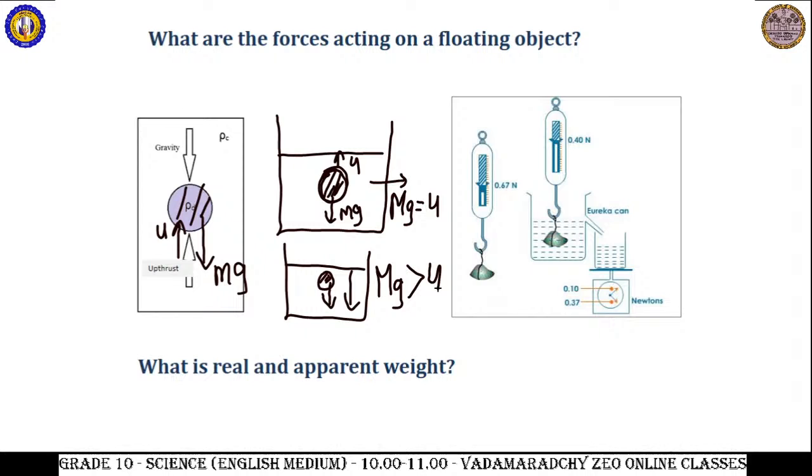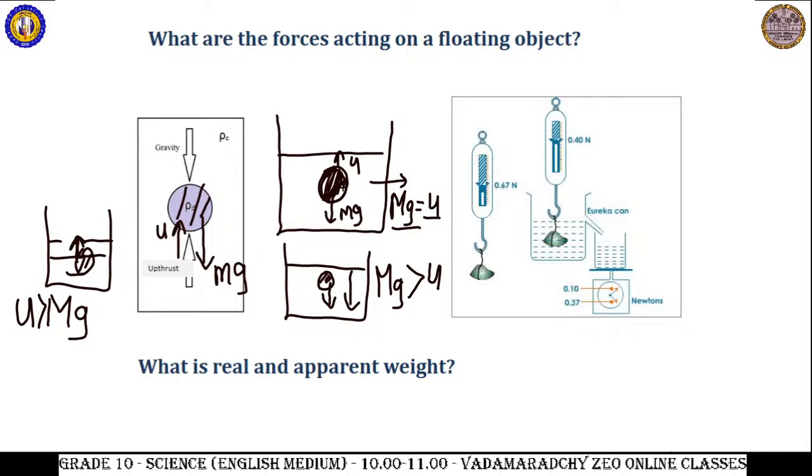Okay. Third instance, if the object moves upward, we can say the resultant force should be upward. Okay, clear? The resultant force should be upward. So the upward force is upthrust. So upthrust should be greater than mg. If the upthrust is greater than the weight, the object moves upward. And if the upthrust is equal to the weight, the object is floating, fully submerged. The object is floating as fully submerged.